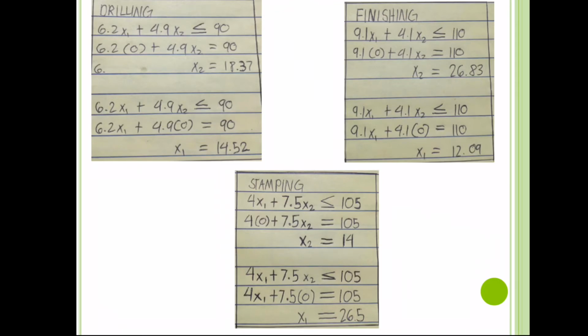Stamping: 4 x sub 1 plus 7.5 x sub 2 less than or equal to 105. With x sub 1 equal to 0: 4 times 0 plus 7.5 x sub 2 equals 105, so x sub 2 equals 14. With x sub 2 equal to 0: 4 x sub 1 plus 7.5 times 0 equals 105, so x sub 1 equals 26.5.